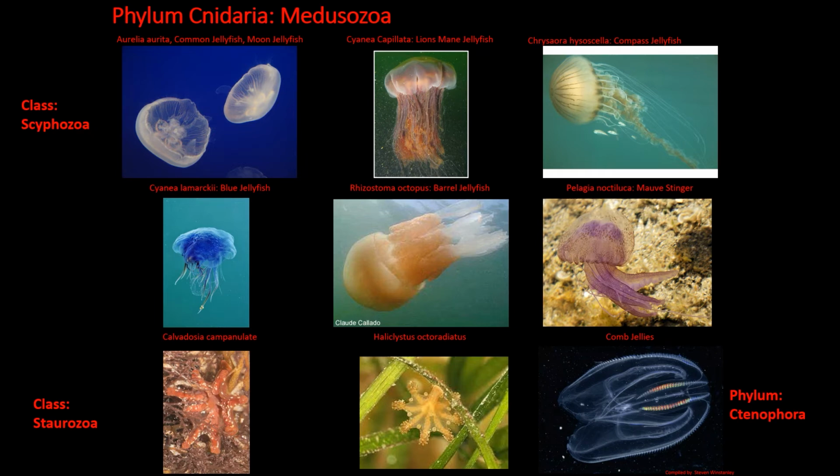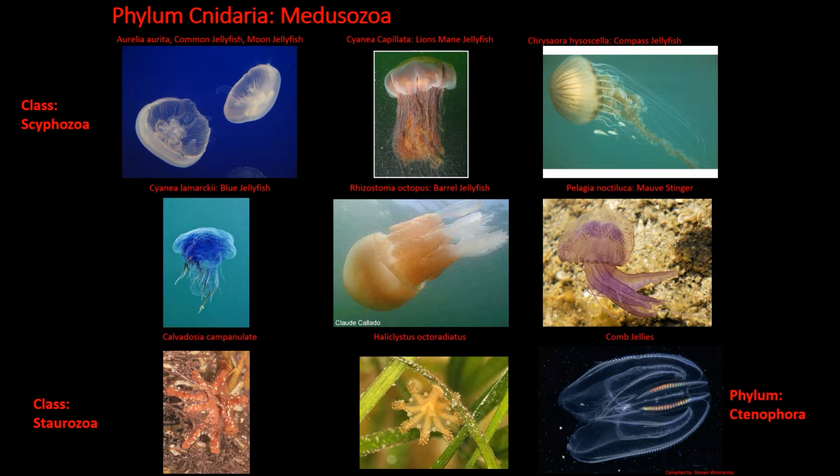The mouth underneath opens into a central stomach, from which 4 interconnected tentacles radiate outwards. The tentacles bear stinging nematocysts along with cells that secrete digestive enzymes.